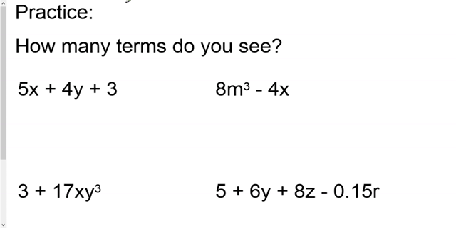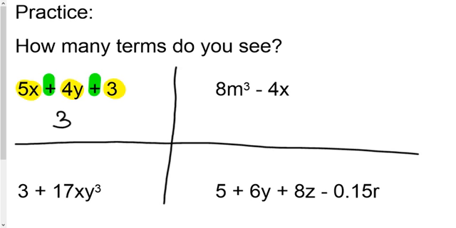How many terms do you see? Now terms, if you recall, they are separated by plus and minus signs. So here's a plus sign, there's a plus sign. So what's left over? Well, here's our first term, here's our second term, here's our third term. So how many terms do you see? I see 3.